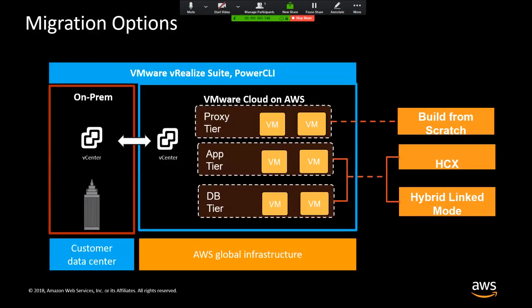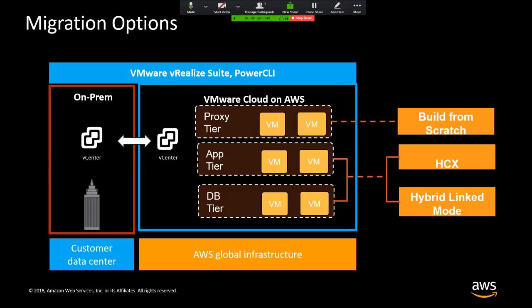Okay. So as we've alluded to, there are a few different methods available to you to migrate your workload to VMware Cloud on AWS. We can see here on the left-hand side, we've got a typical three-tier application. We've got the database tier, the application tier, and the presentation or proxy tier. And over on the right, we can see some suggested migration methods.